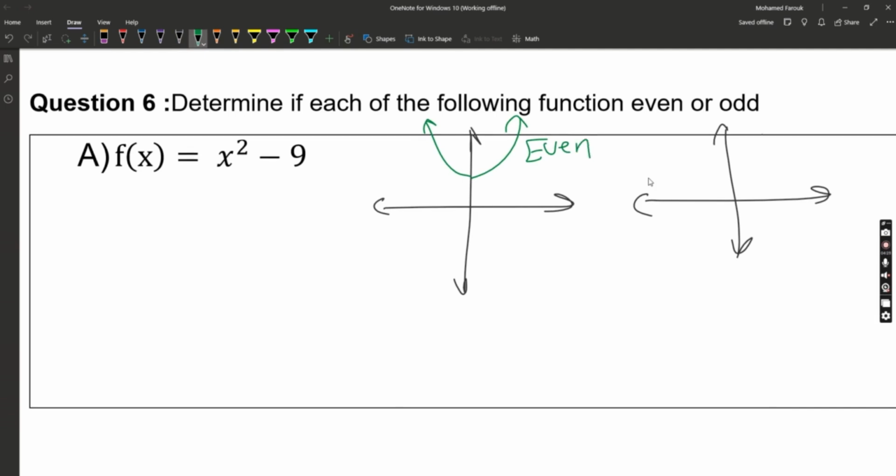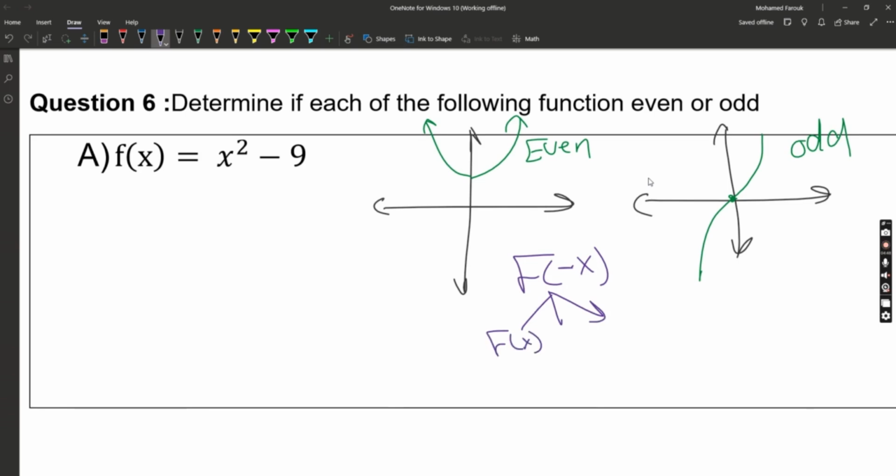If it was symmetrical about the origin point, like this one, it will be odd. If it was neither one of them, it will be neither even nor odd. What about algebra? To solve it algebraically, you have to calculate f of negative x. You will get one of three cases.